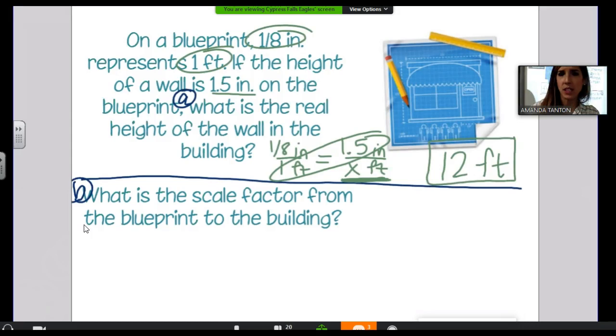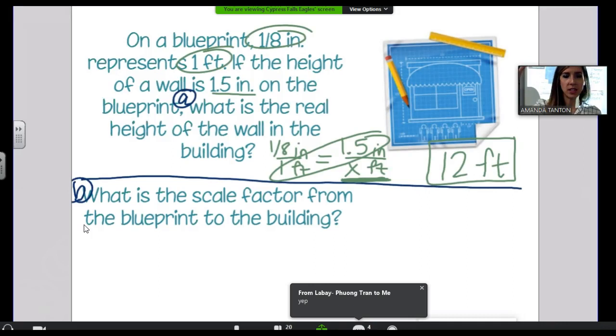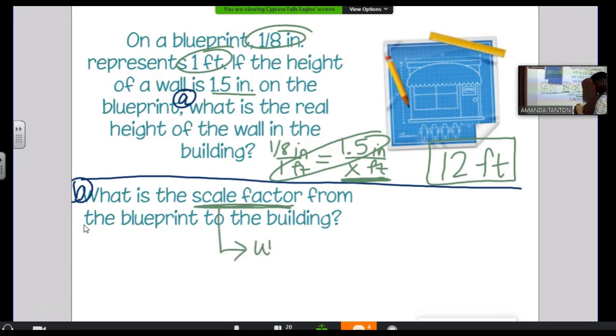Is that a reasonable answer, a wall being 12 feet tall? Do you agree? Always check your answer to make sure it's reasonable. It's totally reasonable. That's like twice the height of a tall person, a 6-foot person. Okay, here's where things change. Scale factor. I want you to write down scale factor, and then I want you to write down units matter.